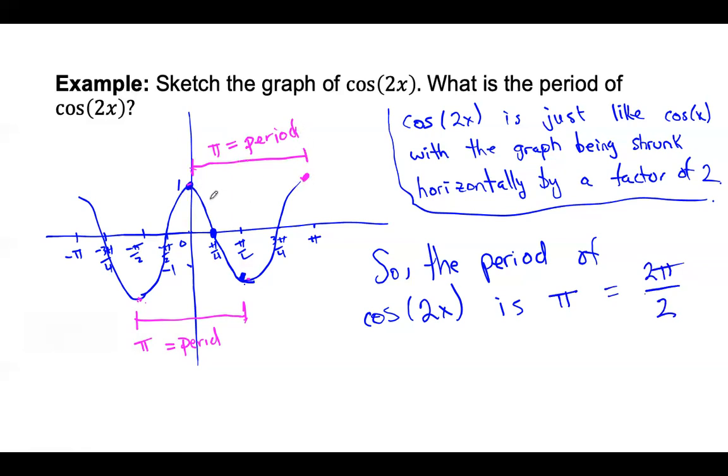Because remember, the period is where it completes one full cycle. It's like being on a roller coaster. You pick a spot, and then where does it come back to that same spot? Let's say you're at the top, you go down, and go back to the top. So you go from 0 to pi. That would be your period.